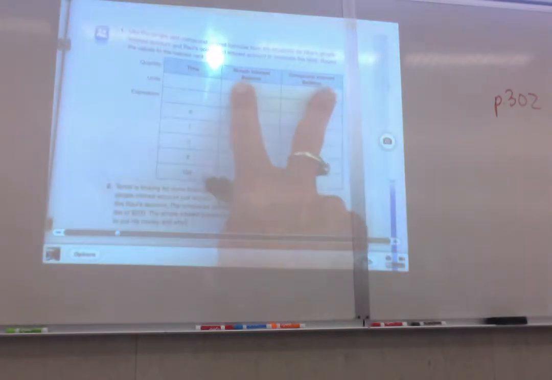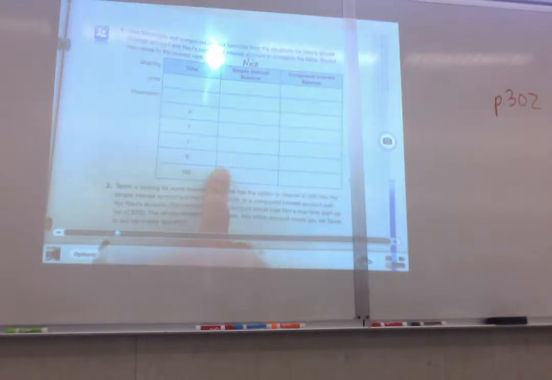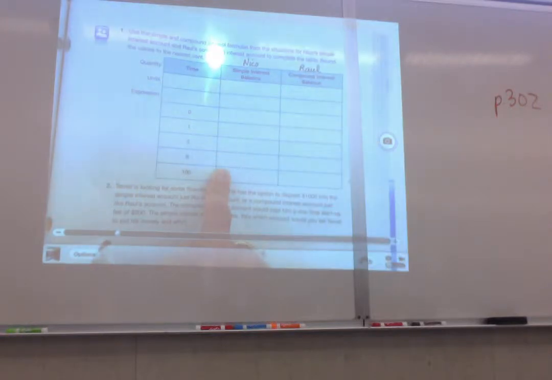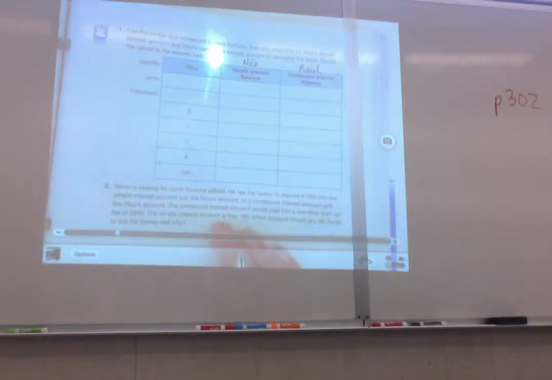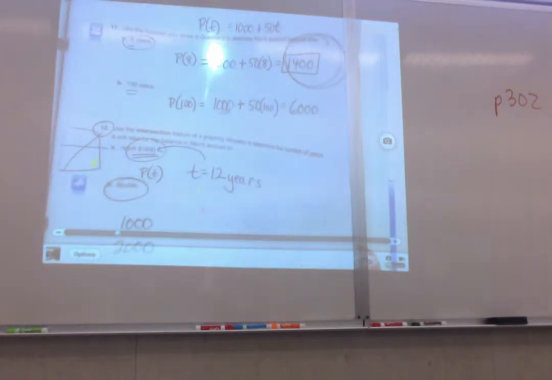So simple interest was Nico. Go ahead, put Nico on top. Compound was Raul. Go ahead and put Raul on top. And we need to go back to the beginning of this section and remember how much money were they starting with and what was their interest rate. Okay, we have the generic formulas, but the P0, what they start with and what their interest rate is, changed.